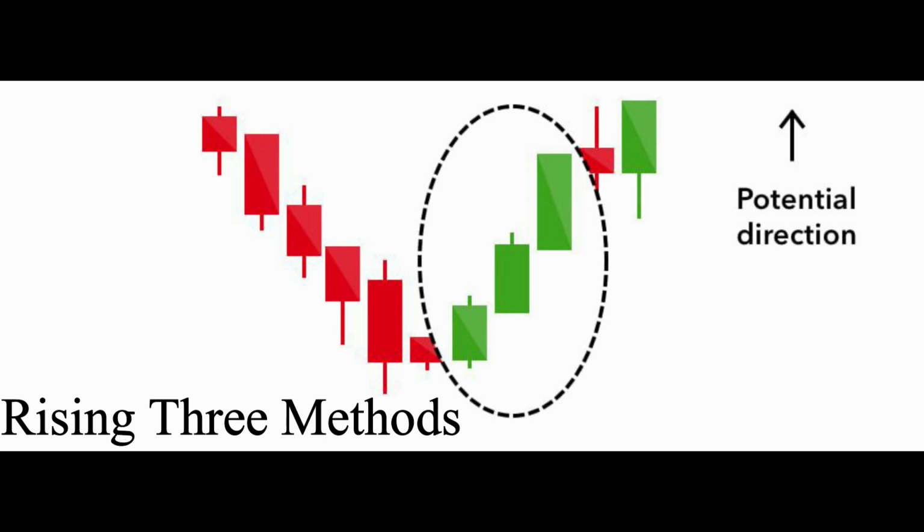Rising three methods comprises three short red candles sandwiched within the range of two long green candlesticks. It shows traders that despite some selling pressure, buyers are retaining control of the market.